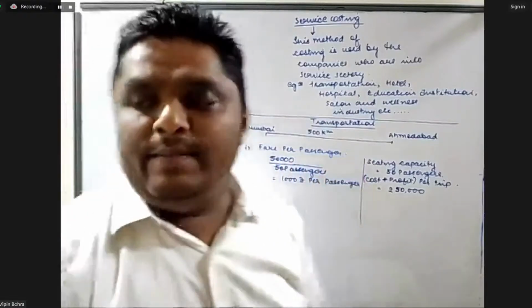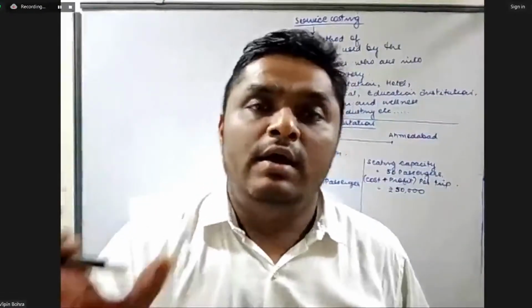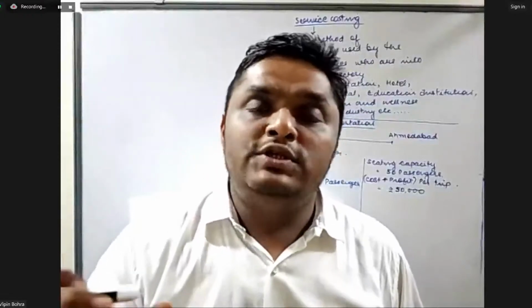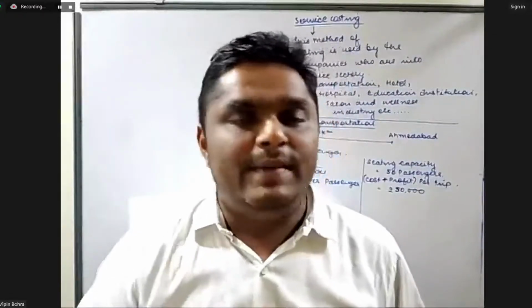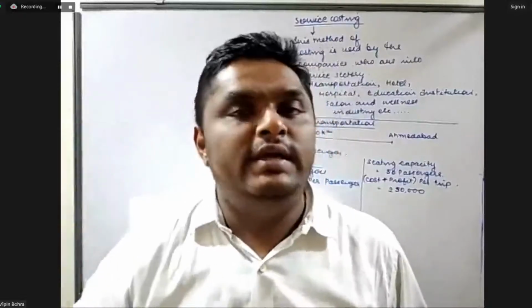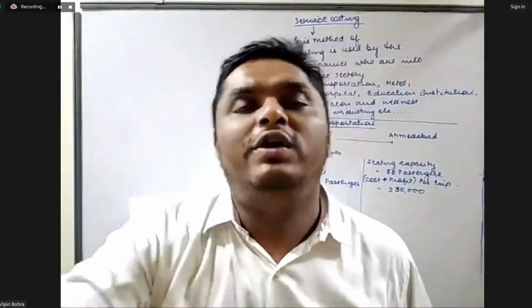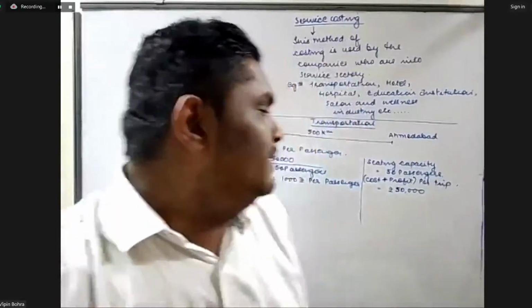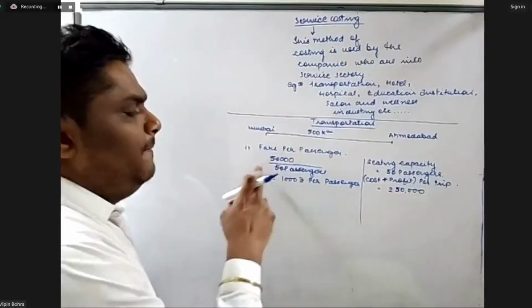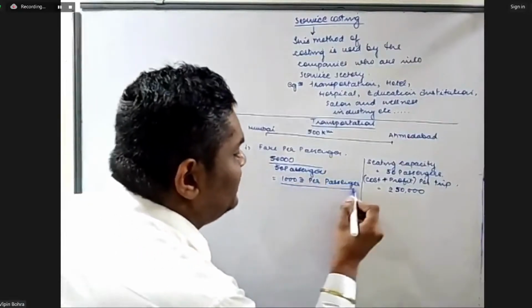I repeat again, I'm into the transportation industry and I'm running a bus service from Mumbai to Ahmedabad. The seating capacity of the bus is 50 passengers. Assuming there is no intermediate stoppage, the bus does not stop at any station in between. Now I have to quote the fare per passenger. Very simple. I am expecting a revenue of 50,000. The seating capacity is 50 passengers. So I'll be quoting a fare of rupees 1,000 per passenger.